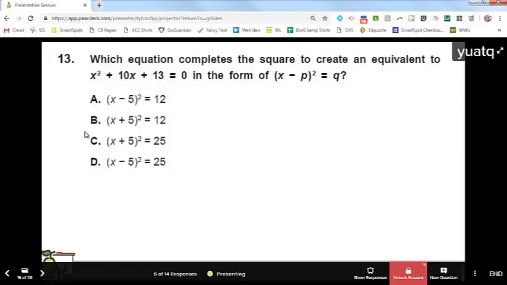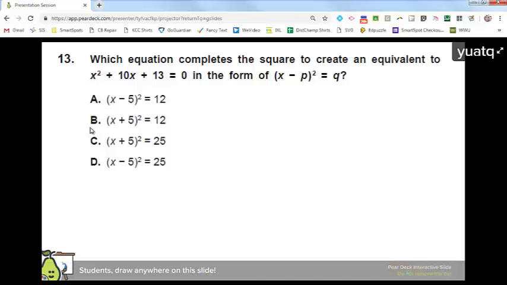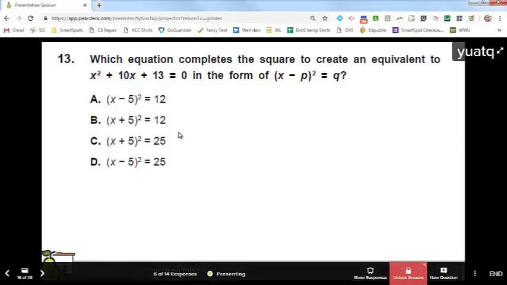It has to be B or C. So right now, without doing any work, you have a 50-50 chance of guessing it correct, right? Even if you're not really sure, you got a 50-50 chance. Now, the only other thing that's different between these two is the 12 or the 25. First of all, where does the 25 come from? 5 squared, right? That half of b squared is 25.